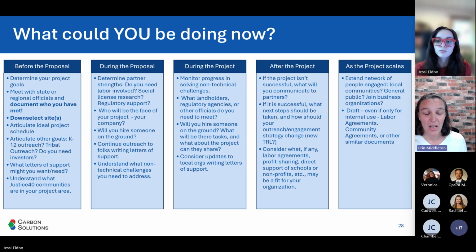Do you need investors? Your community benefits plan should not be a standalone plan that does not help any of your technical work. These two things should be married, and the better idea that you have of what your project goals are, the better a community benefits plan can serve your overall project at every stage of development. If you need letters of support, that can go back with the documenting and then starting to establish those relationships. And then also take a look at the CEJST tool or the EPA tool in order to see what disadvantaged communities or Justice40 communities might be in your area. It's a really simple way to do some due diligence.